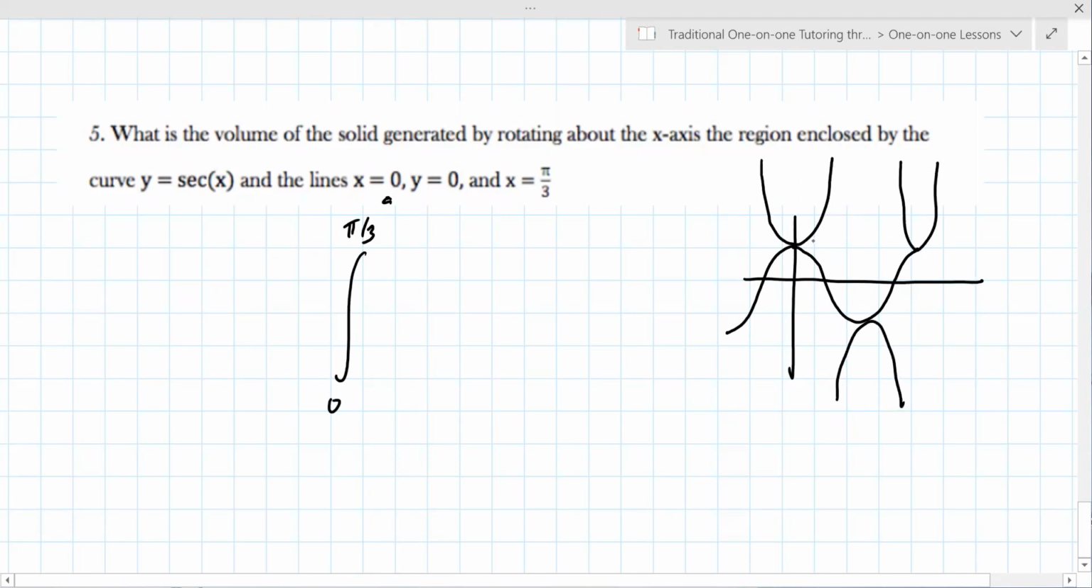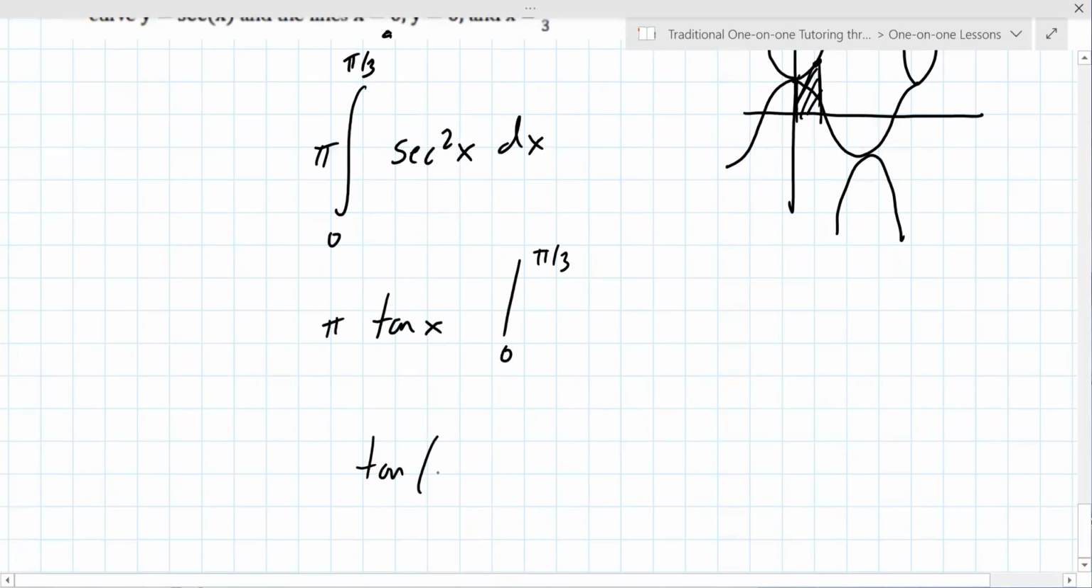So 0 to pi over 3 is somewhere here-ish. So it's pi r squared, secant squared x dx. Antiderivative of secant squared is tangent x. Evaluated from 0 to pi over 3. So a little bit of trig to remember potentially. So maybe that's the one good thing that came out of this, is that you might need to look at your unit circle again.